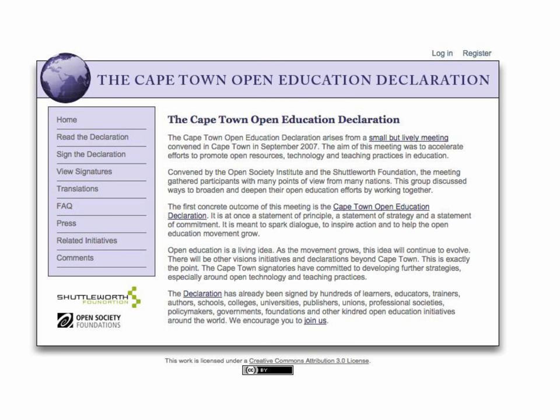So we've been working with Shuttleworth Foundation and Open Society Institute to coordinate the global celebration of the 10-year anniversary. And one of the things that we'll be doing is having our global conference in Cape Town in March 2017. So we're going to have the whole open education community celebrating in Cape Town at the time.